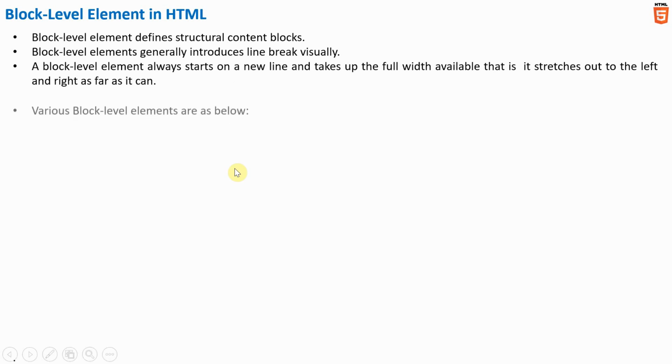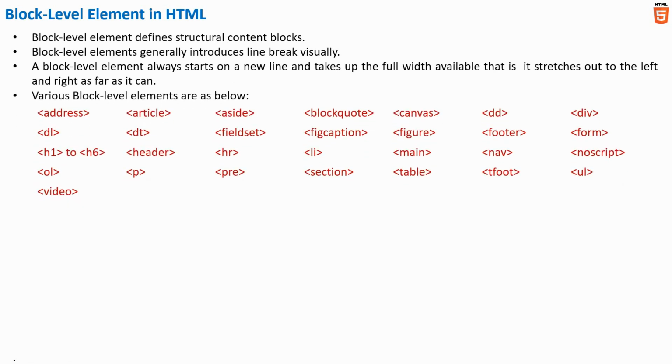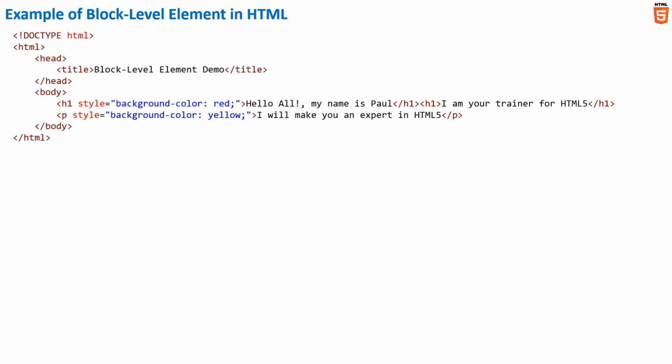Now let me quickly show you a few examples of the block level element. Here is the list of some of the block level elements which we will use throughout this course. A few of these examples are the heading tag or the heading element, then the paragraph element, and the table element. All these are examples of the block level element. For your better understanding, let me quickly show you a sample code snippet for a block level element.